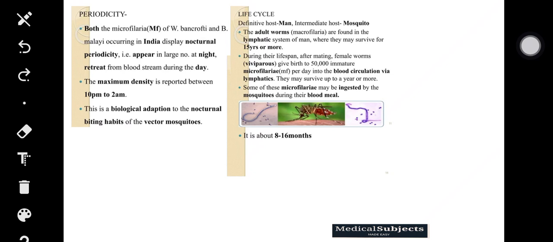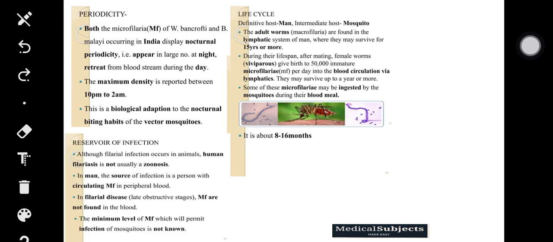Some of these microfilaria may be ingested by mosquitoes during their blood meal. The immature microfilaria given birth by macrofilaria in the blood can be ingested by any mosquito during its blood meal. So this is the life cycle. As for the reservoir of infection, although filaria infection occurs in animals, human filariasis is not usually a zoonosis; it is not transmitted from an animal.